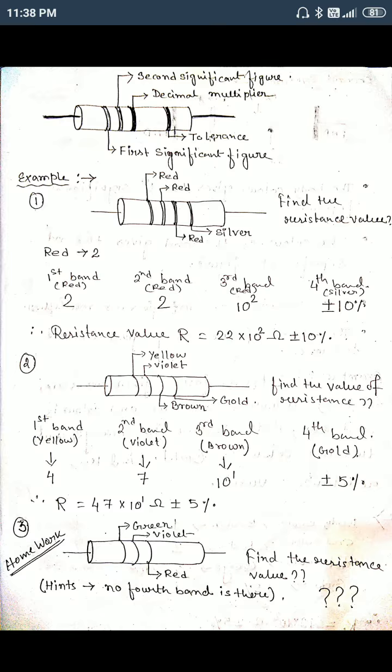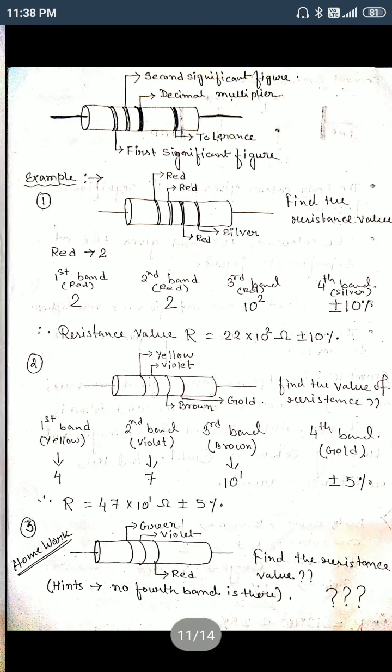So first example. See here, one resistance is given, 4 bands are there and the colors are also given. First band color red, second band color also red, third band color also red, and the tolerance, or the fourth band, is silver. What do we find out? Find out the resistance value.